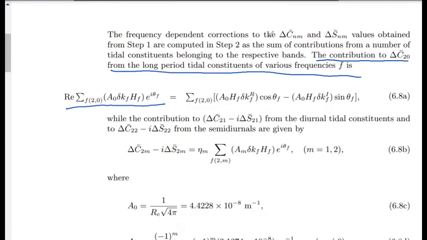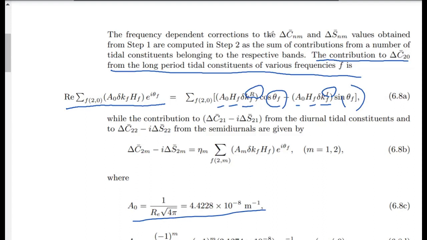So what does that mean? I have K, I have H, A0, HF, and K. This is the imaginary part, and this is the real part. Theta F I will explain later. So A0 is here, it is a constant.